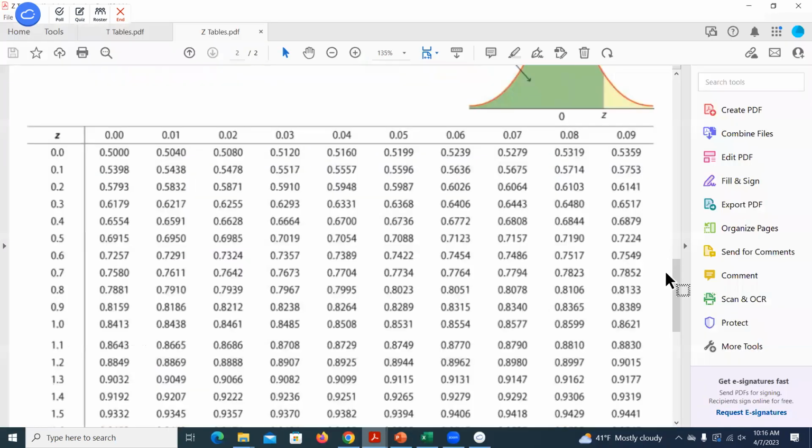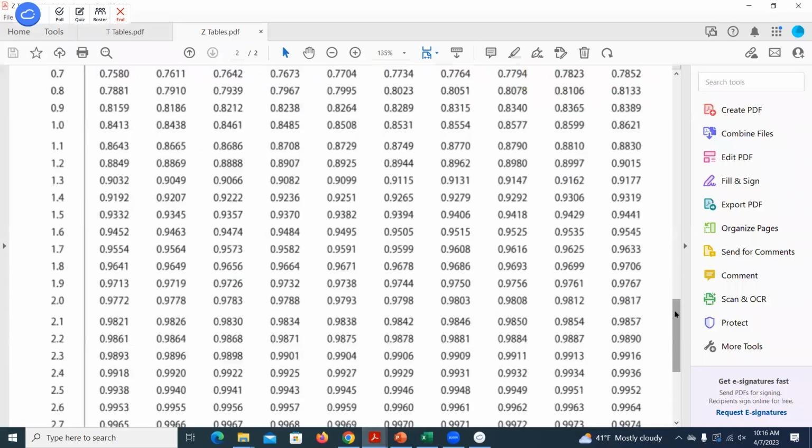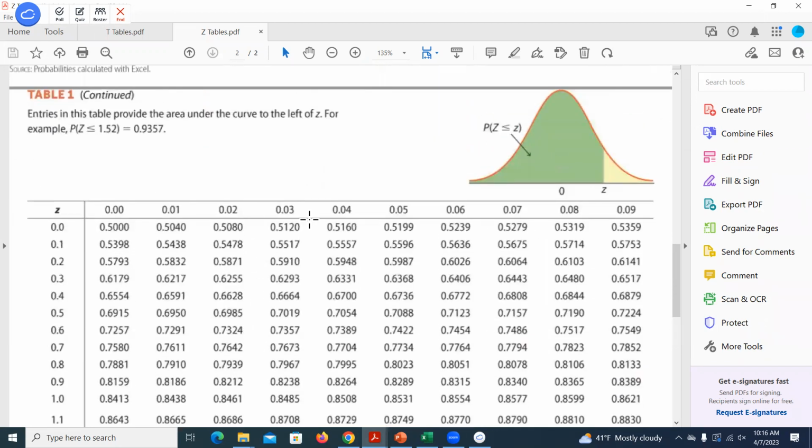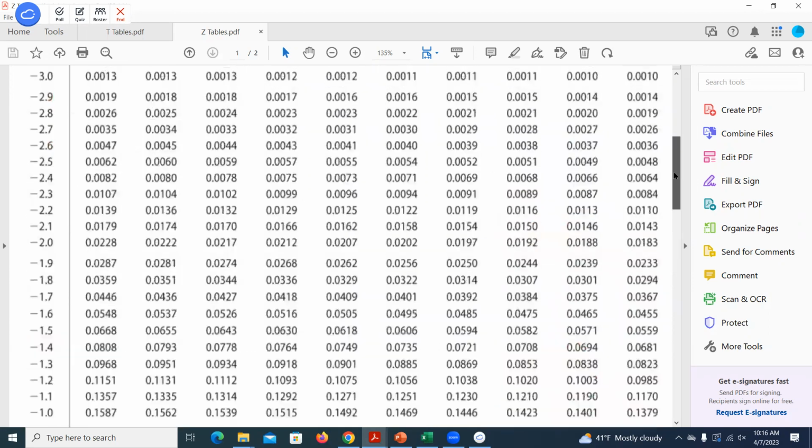So I can do it one of two ways, right? I could look up 0.99, which looks like I'm in between these two right here, so 2.32 and 2.33. So 2.33. Or I could have looked up that area of 0.01, just my alpha value.